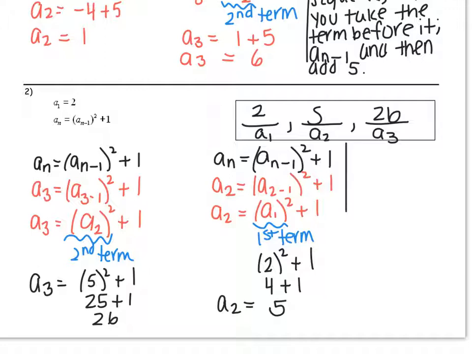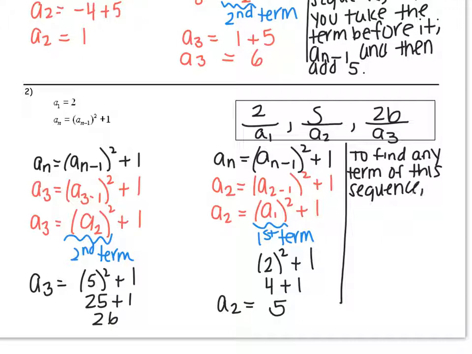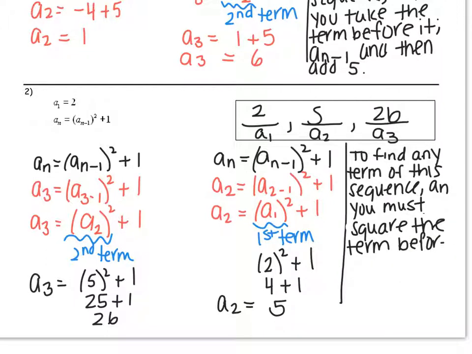So what is an alternative way that you could write this? You could say, to find any term of this sequence, which we'll call a sub n, you must square the term before it, which we'll call a sub n minus 1, and then add 1. That would be an appropriate explanation.